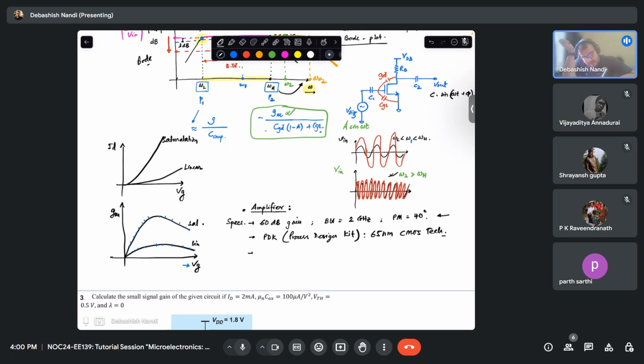So suppose you have come up with a design where you have fixed your W, L and amplifier topology. Then you send it back to the fabrication unit, and then you get your physical amplifier. Okay.